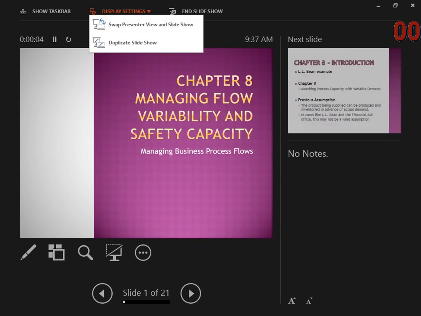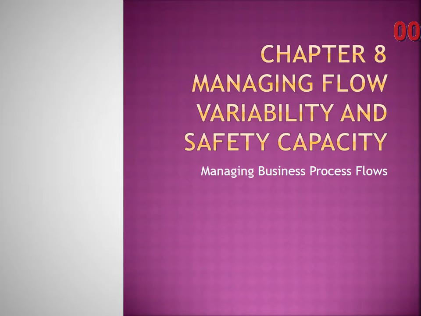Let's start talking about Chapter 8, which is Managing Flow, Variability, and Safety Capacity. What we've been working on has been more of the manufacturing examples, and this chapter specifically relates to services, okay?